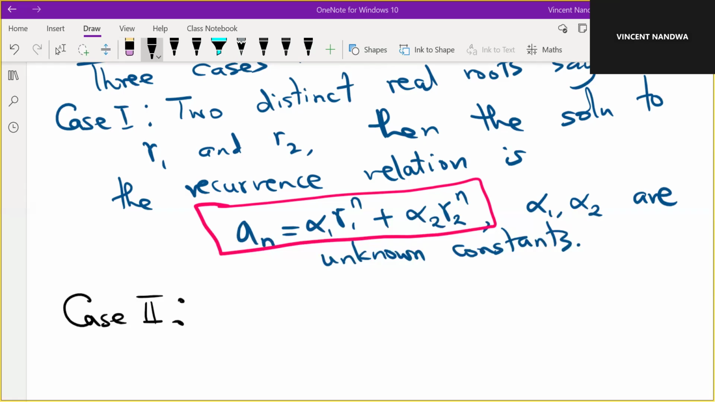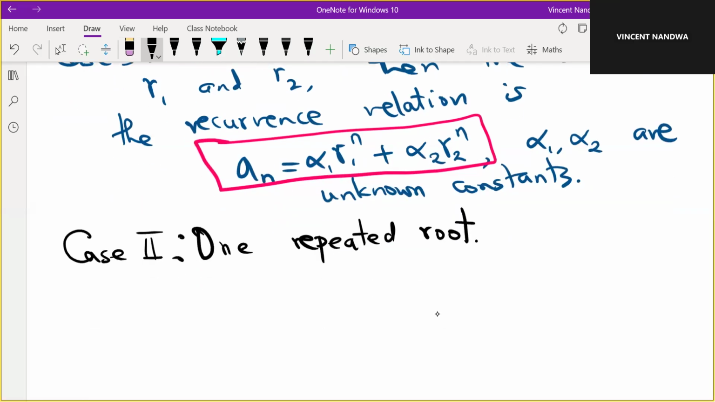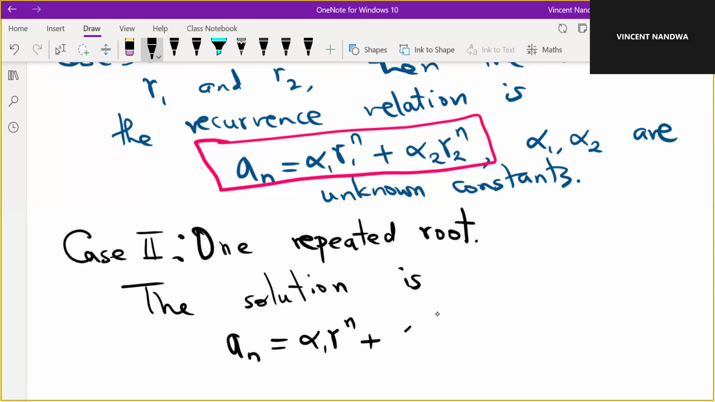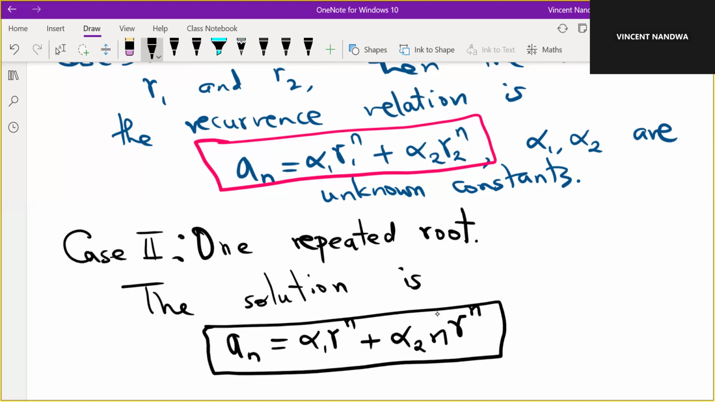Correct. Repeated root. So we can have one repeated root. So if you have one repeated root, then the solution is an equals alpha 1 r power n plus alpha 2 times n r power n. So this is how we give the solution of the recurrence relation.